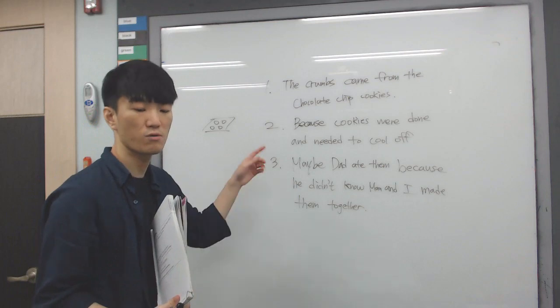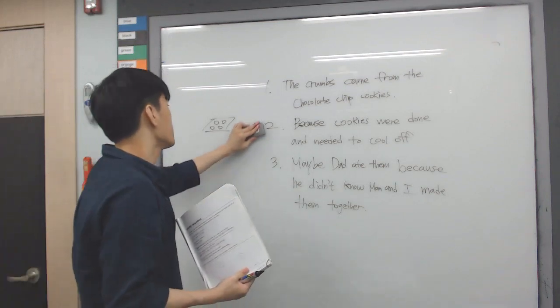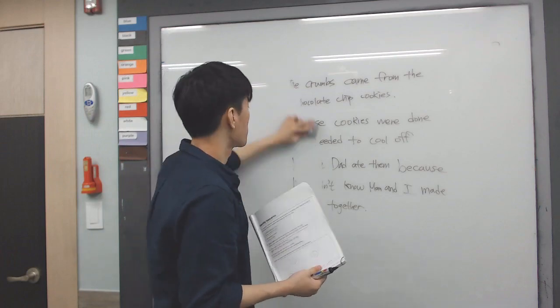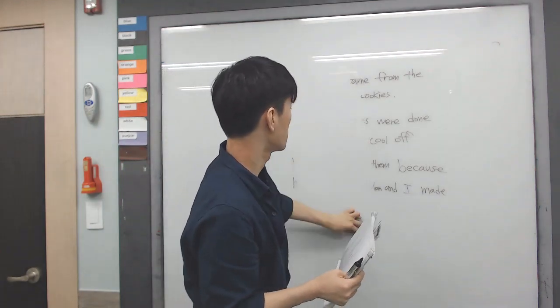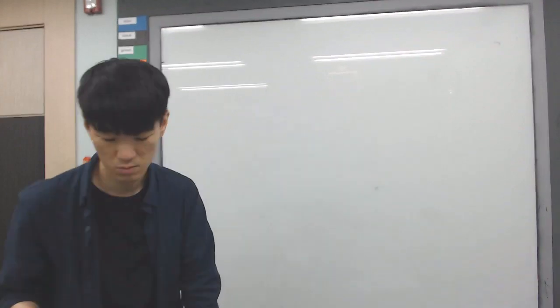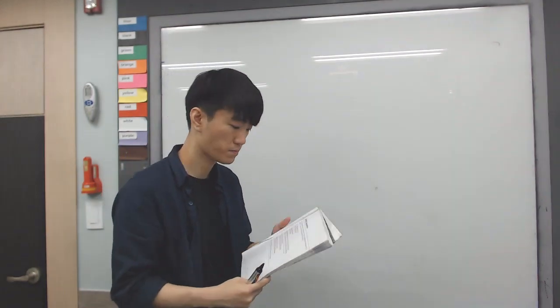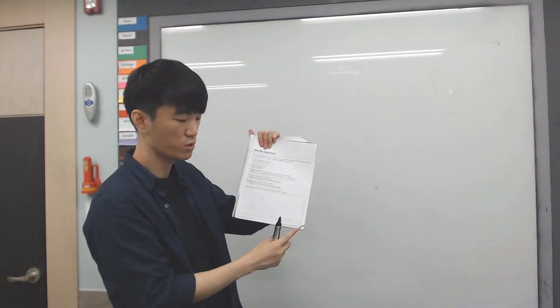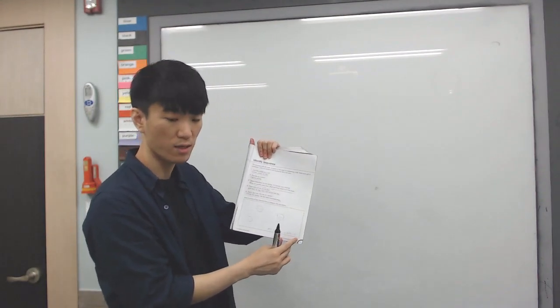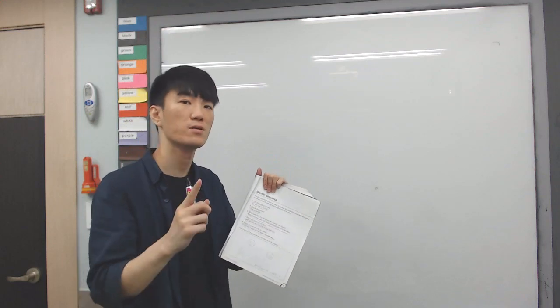So did you guys all write down? I'm gonna erase this. So let's move on to the next page, 43. So identify sequence. Sequence is the order, like first, second, third, fourth, fifth.